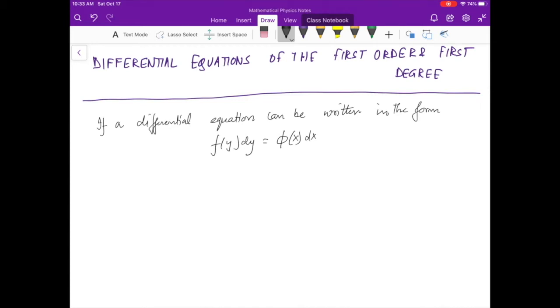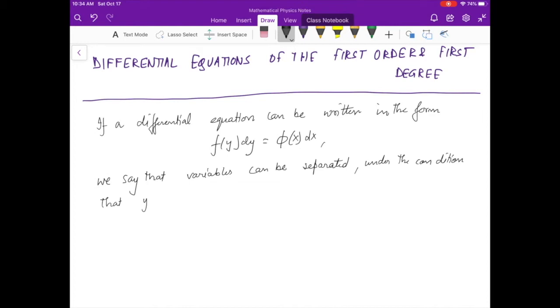For example, f(y) depends on the dependent variable, which is y, and phi(x) depends on the independent variable, which is x. We say that the variables can be separated, and this method, which we will implement to solve differential equations, is known as the separation of variables method.